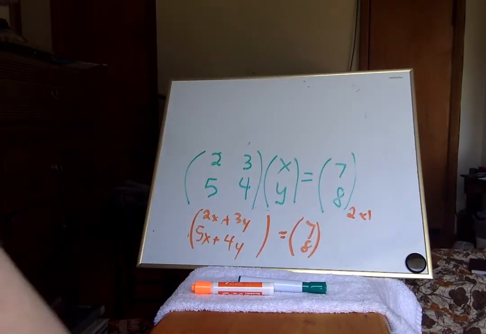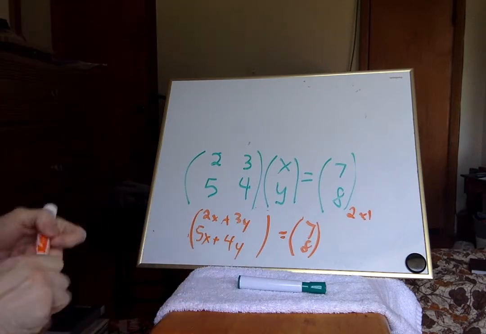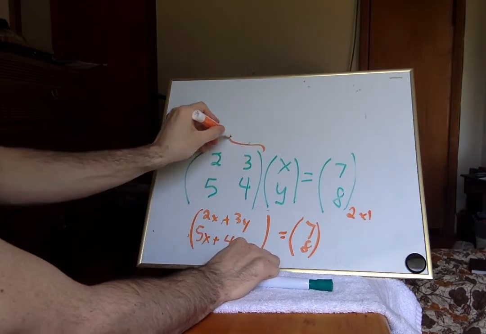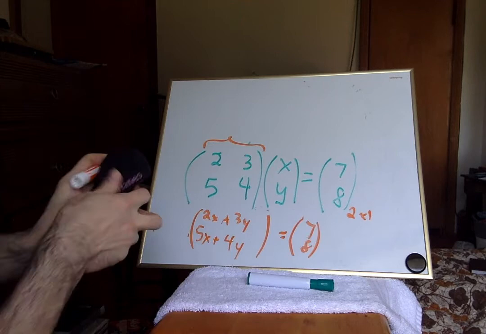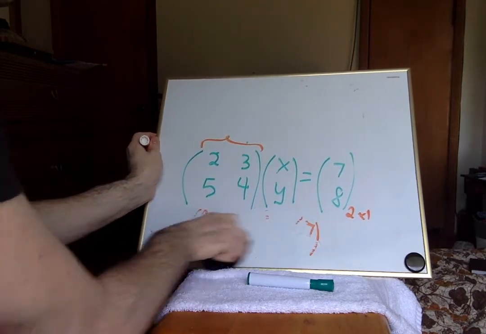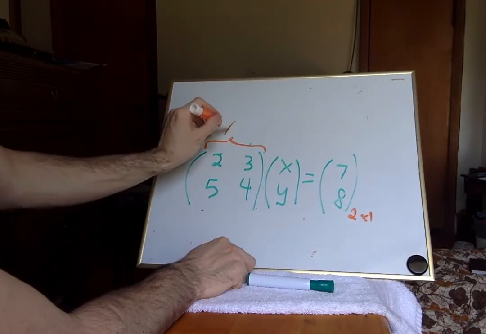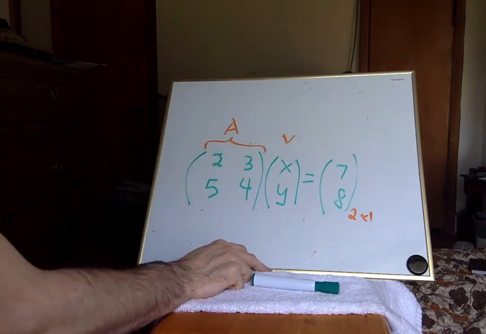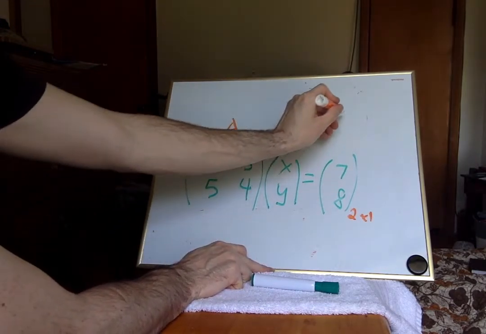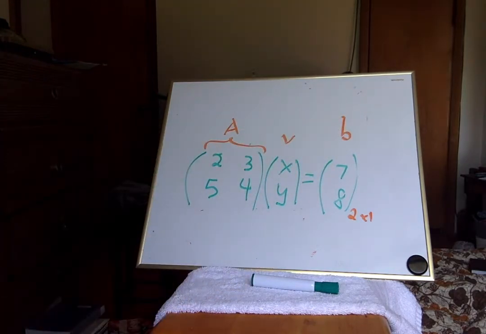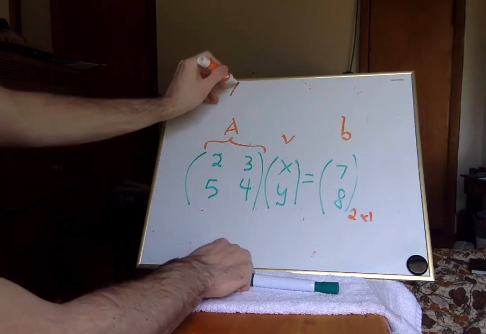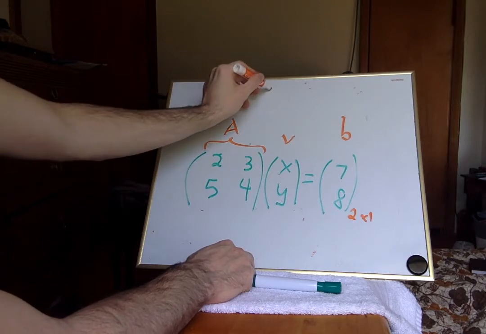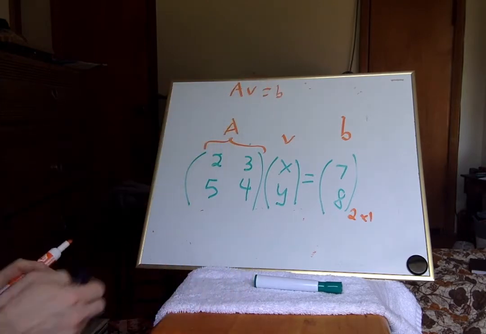Why is this helpful? Well, let's look at this. So this matrix right here, I could call A. This matrix I can call V, as in Victor, and this one I can call B as in boy. Okay? So I have AV equals B.